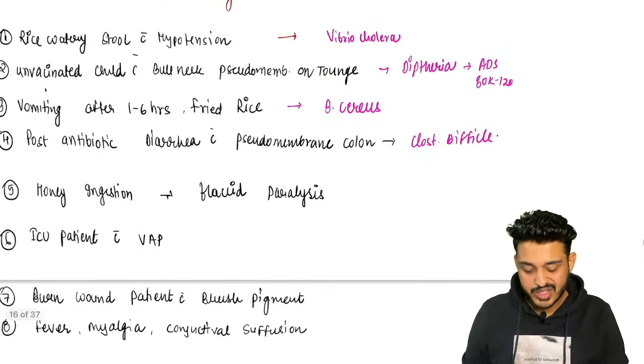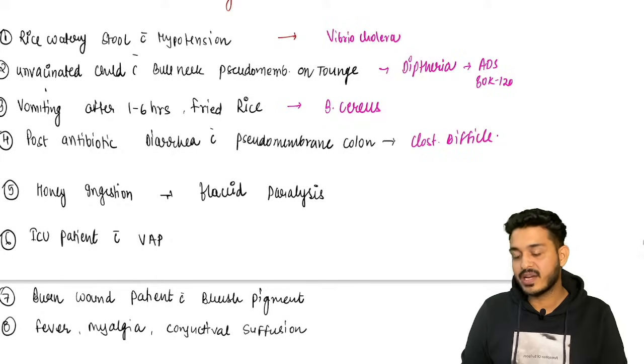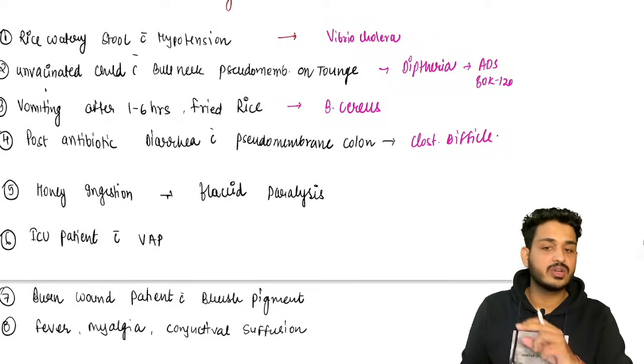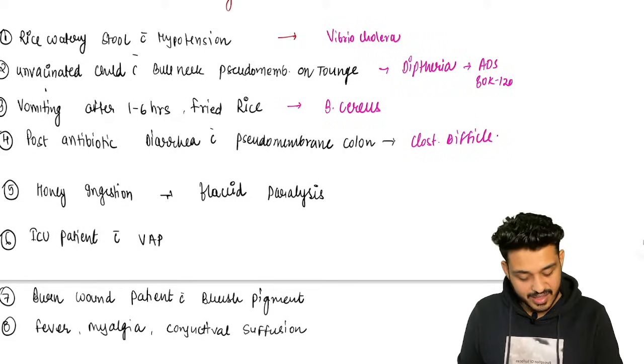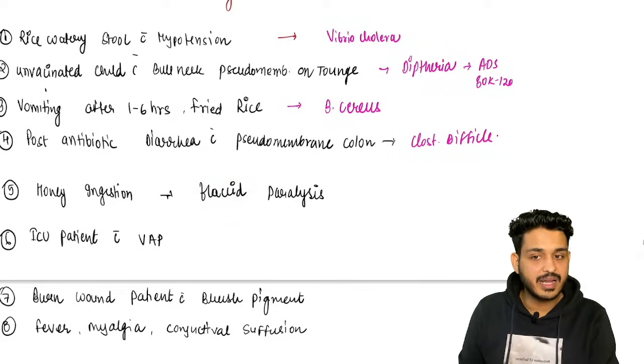Right? Honey ingestion, patient is presented with flaccid paralysis. Baby is going to be there, right? You are giving honey to the baby. Earlier what did we do? We would give the baby a little honey to lick. If a little honey is given to the baby, what will happen in the baby? Baby can have flaccid paralysis.